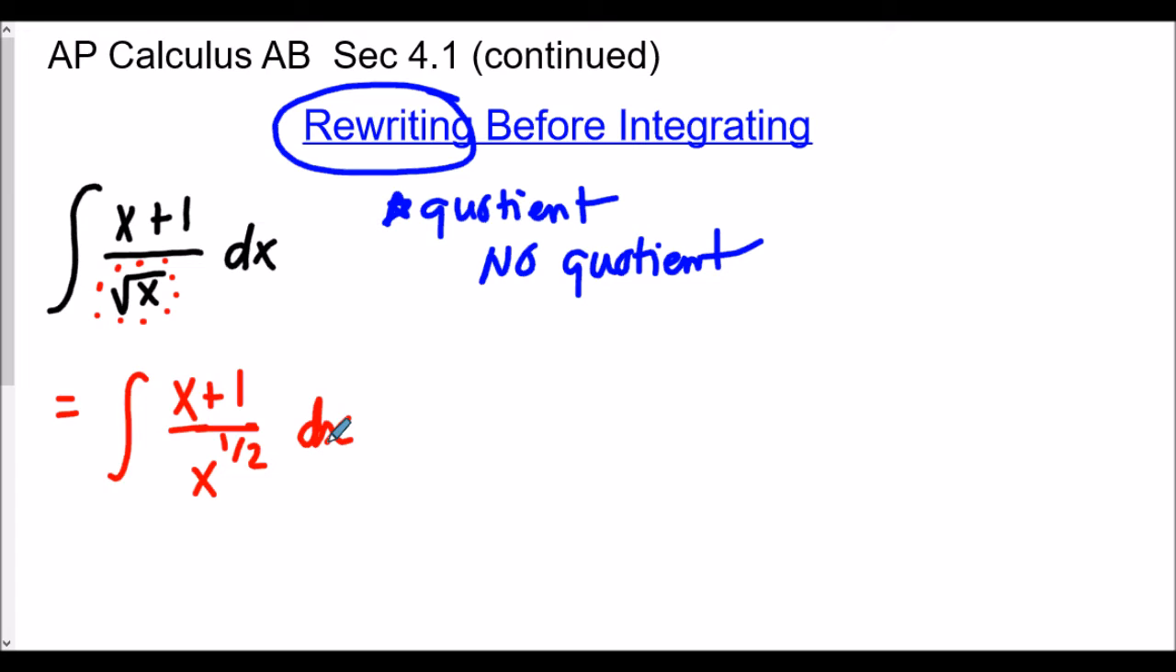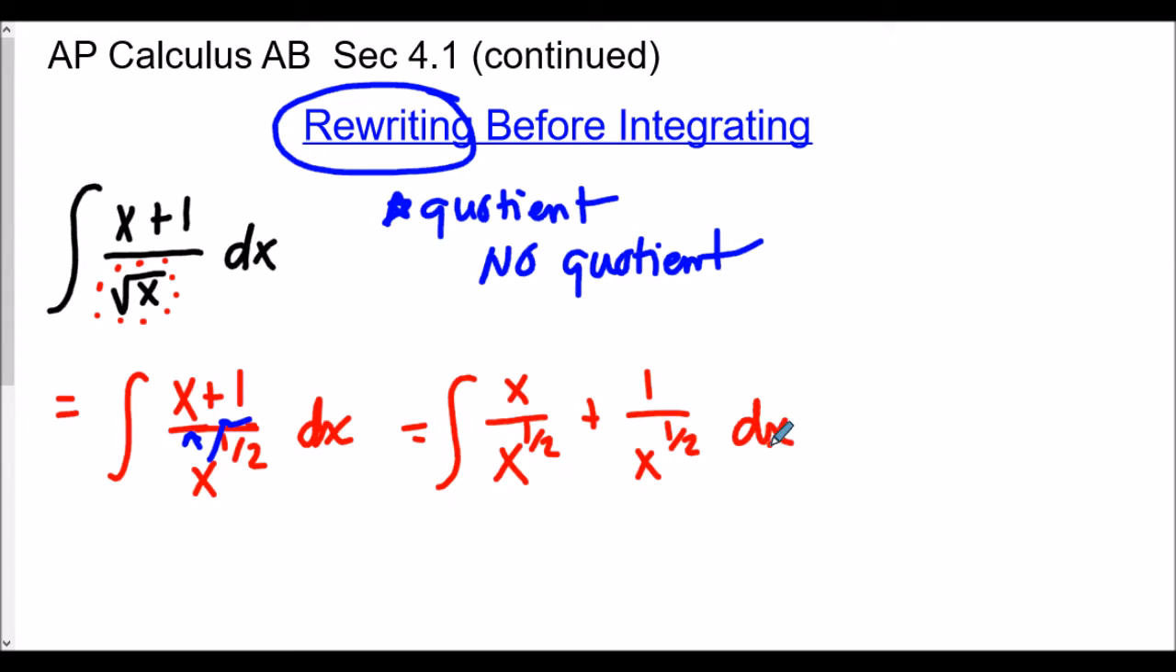Now, when we have one term on the bottom and multiple terms on the top, that just means that everything on the top gets divided by the x to the 1/2. So we can continue to rewrite this and just write this as the integral of x over x to the 1/2 plus 1 over x to the 1/2. So I just split it up using the two terms that were on the top. And this only works if you have one term on the bottom. Okay, so make a note if that's something that you might not remember on your own.